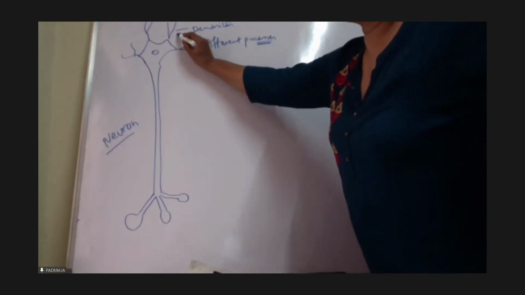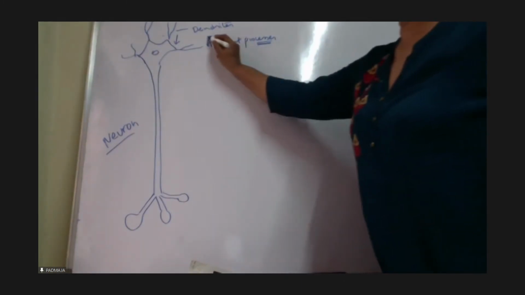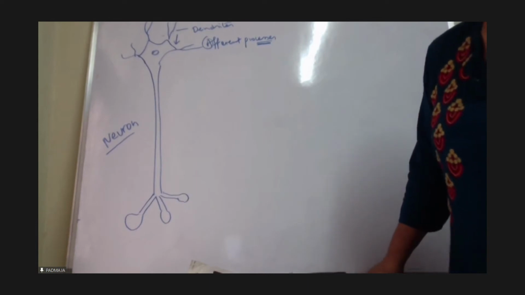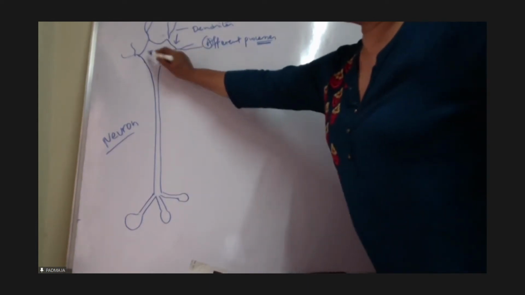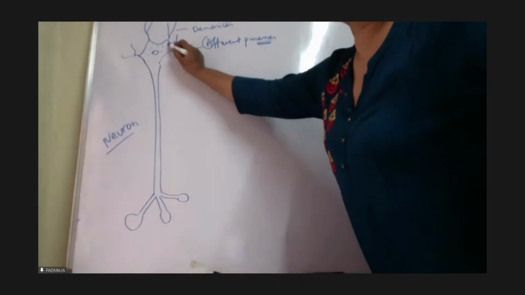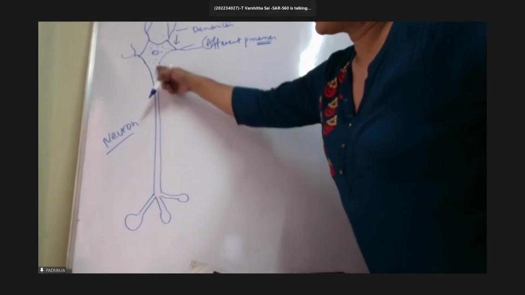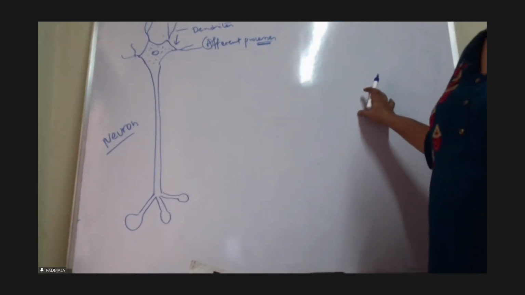Yes, they always add information towards the cell body. So they are afferent processes. And what about Nissl granules? Where are they present? In the cytoplasm, at the site of the cell body, and even in the dendrites. But Nissl granules are absent in the axon.